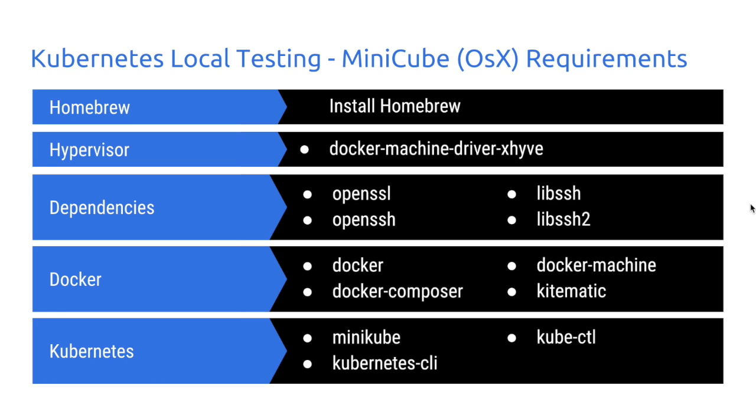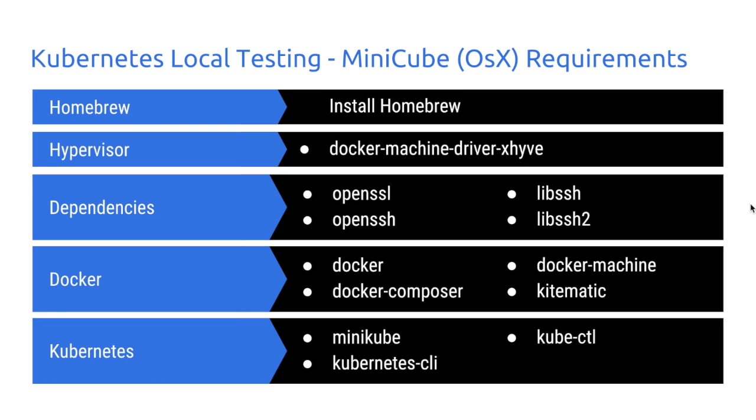You need a hypervisor. So I picked a Docker machine hypervisor here. Some dependencies, not all of these were needed, but I had some other things that I was playing with. But OpenSSL and OpenSSH are needed. libSSH I believe is needed as well. I don't know if libSSH2 is needed though. Docker, only Docker Compose and Docker Machine are needed. k8sCrush is not. However, it does provide for some nice tools.